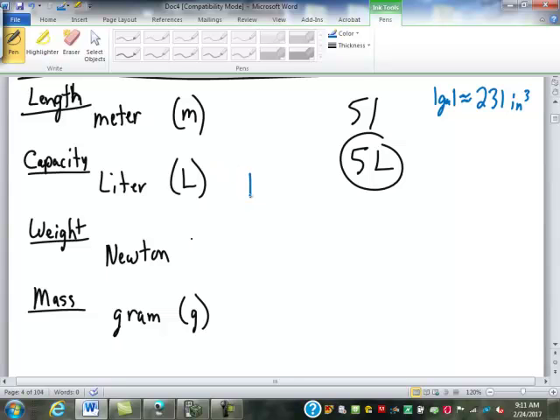1 milliliter, and we'll look at the prefix milli after a bit, is defined to be 1 cubic centimeter. So 1 milliliter is literally 1 centimeter by 1 centimeter by 1 centimeter in size. This comes in handy way more often than you might think.